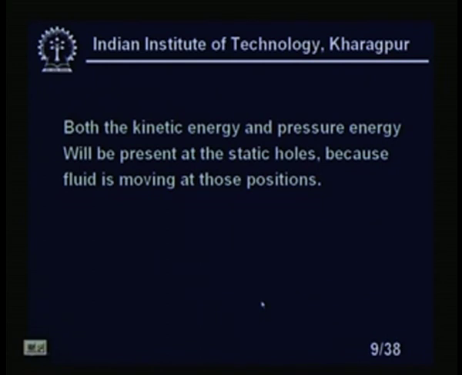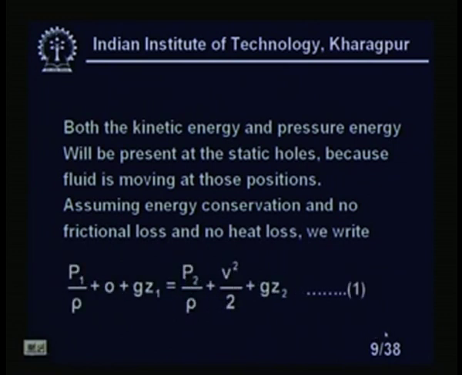Both the kinetic energy and the pressure energy will be present at the static holes, because the fluid is moving at those positions, right. Assuming energy conservation, and no frictional loss and no heat loss, obviously we can write P1 by rho plus V1 square by 2 plus G Z1 equals P2 by rho plus V2 square by 2 plus G Z2.